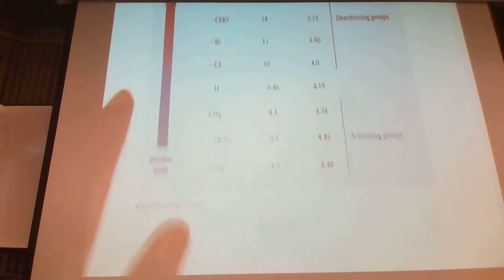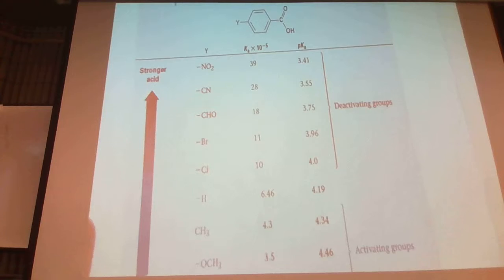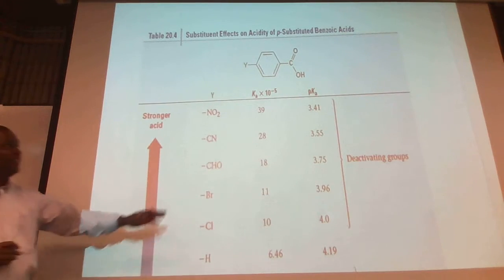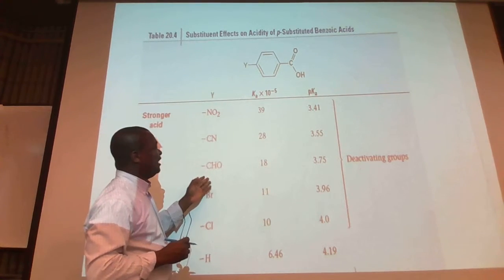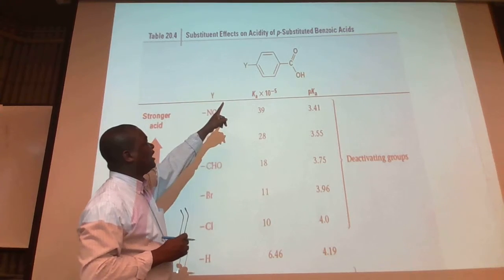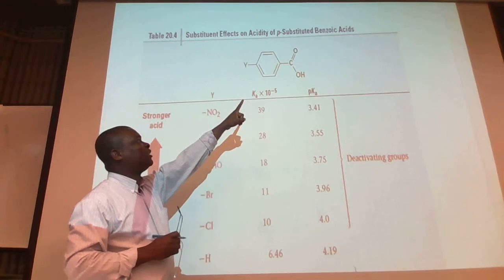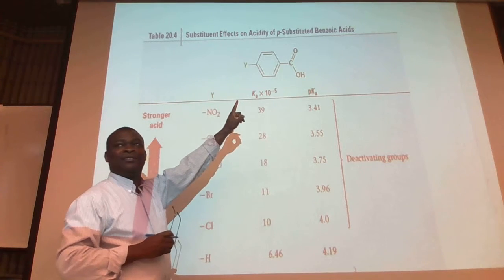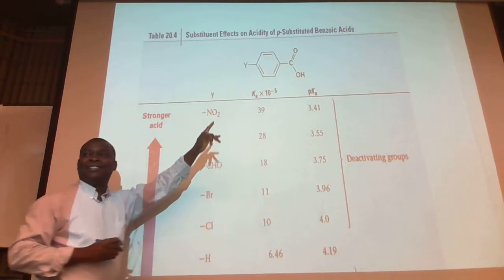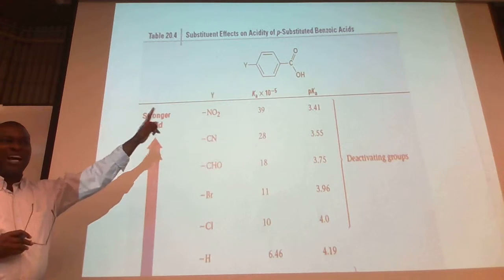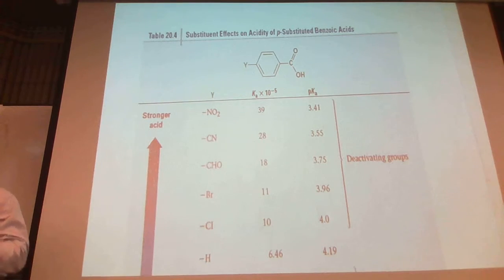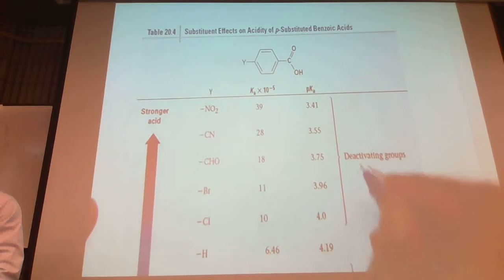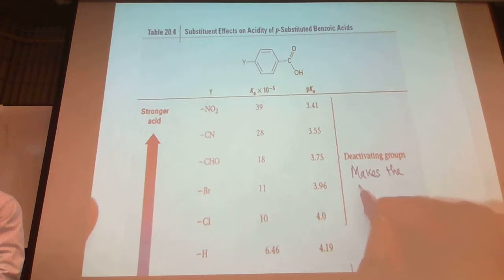But in this case, they are talking about deactivating and activating it as an acid, right? So if you have these groups on the ring, even though they are deactivators, they are actually making it more acidic. Okay? They are making the carboxylic acid more acidic. Let's put it there. More acidic.